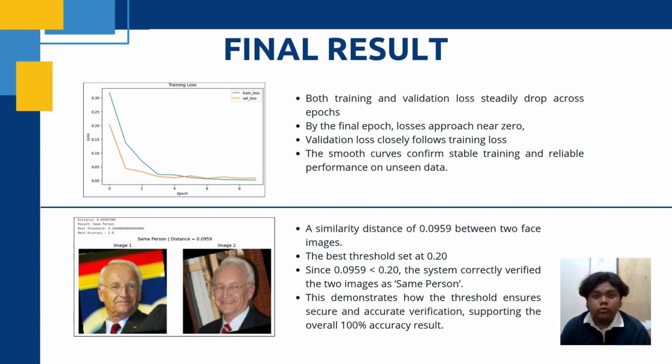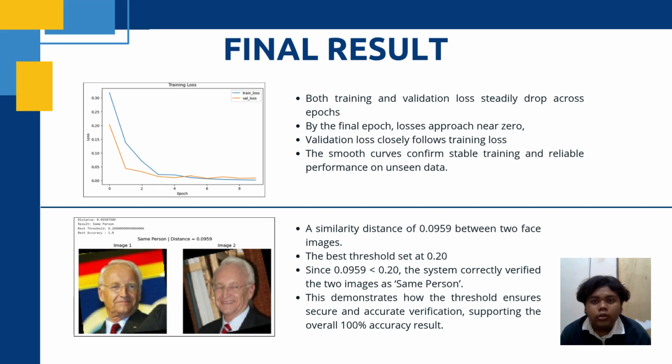For the final result, the graph shows both training and validation loss decrease steadily. It shows effective learning. By the last epoch, the loss converged near zero, proving the model has stabilized. The validation curve matches the training curve, which means there is no overfitting. Overall, the graph is strong evidence of stable and reliable performance.